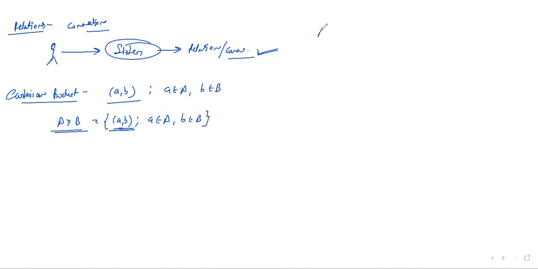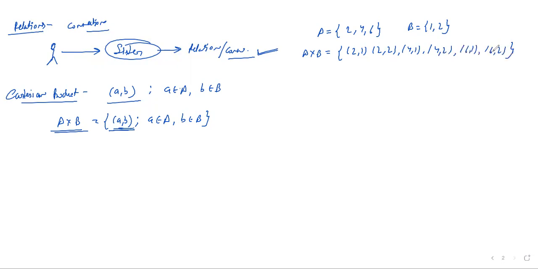Let's see it like this: if I have a set A which has elements 2, 4, 6, and a set B which has elements 1 and 2, and I take the Cartesian product of A and B, it will be (2,1), (2,2), (4,1), (4,2), (6,1), (6,2). So this is the Cartesian product of set A and set B.